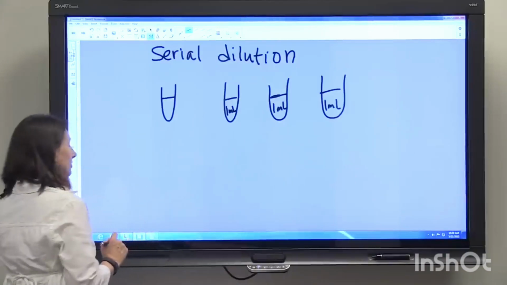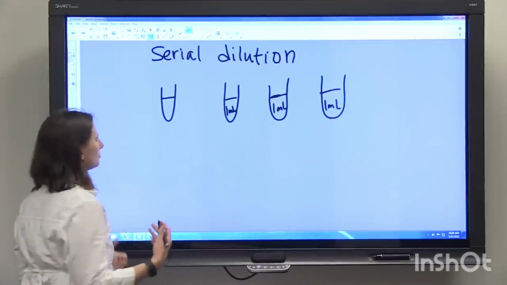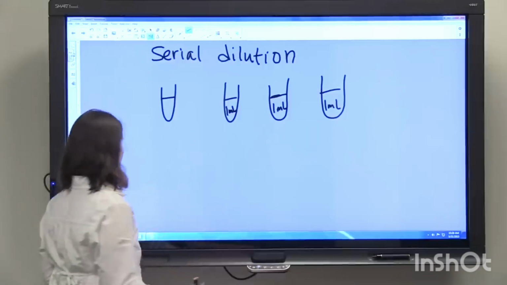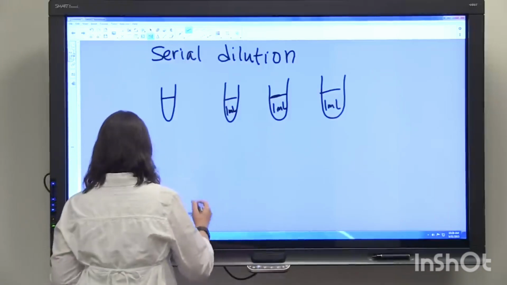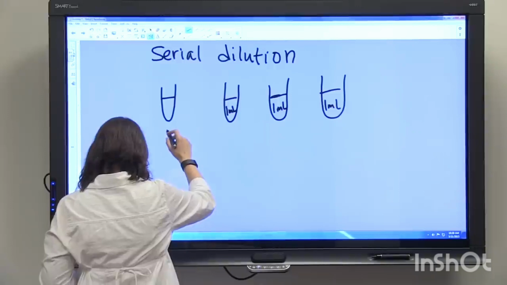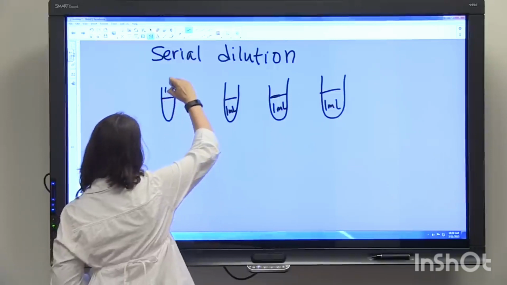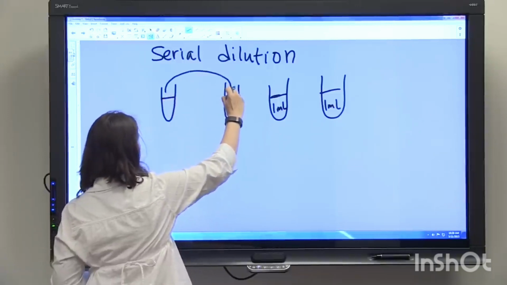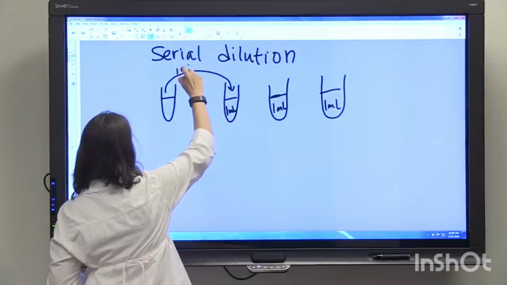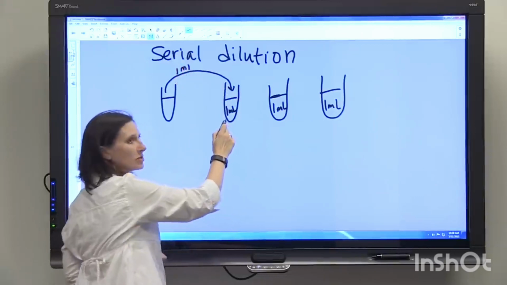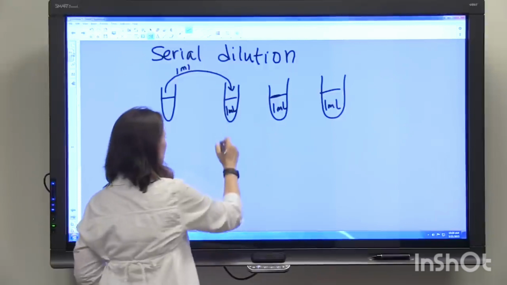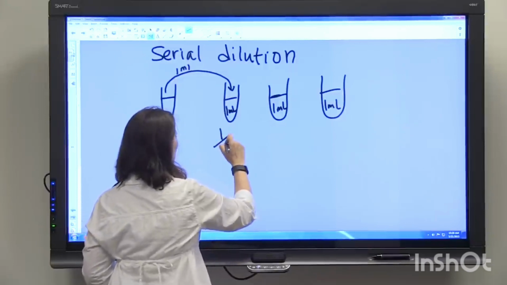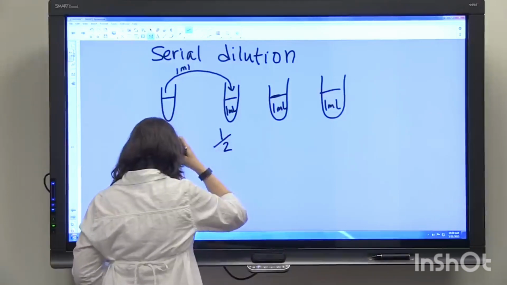So a dilution series is a little bit different from a serial dilution. I'm going to give you two examples of serial dilutions. So if we start with 1 ml being transferred to this test tube, which already has 1 ml in it, it's going to be 1 ml out of 2 mLs.